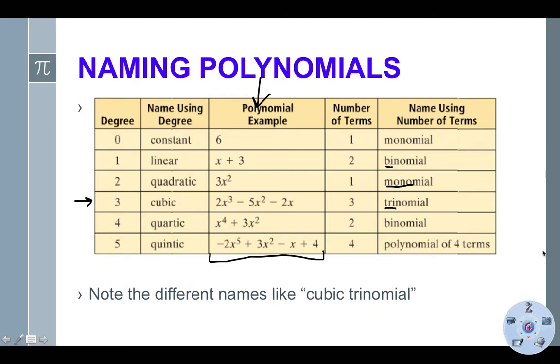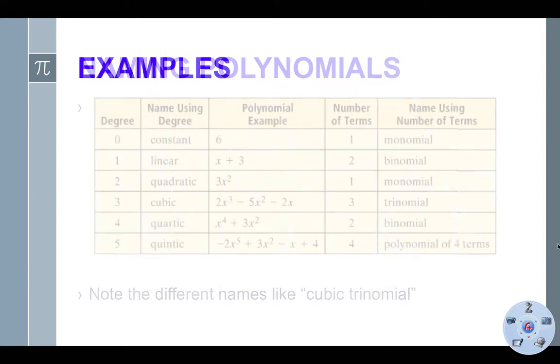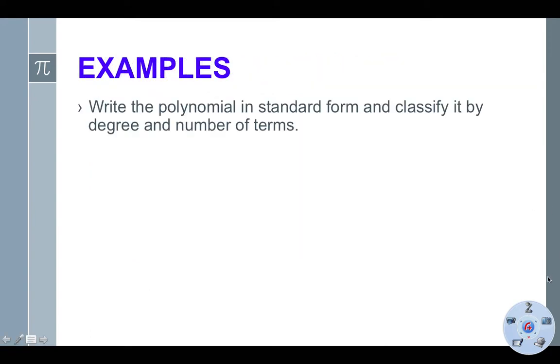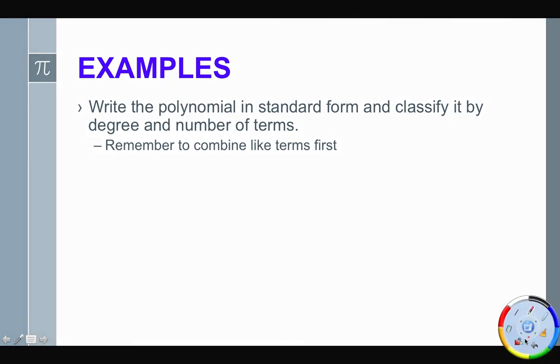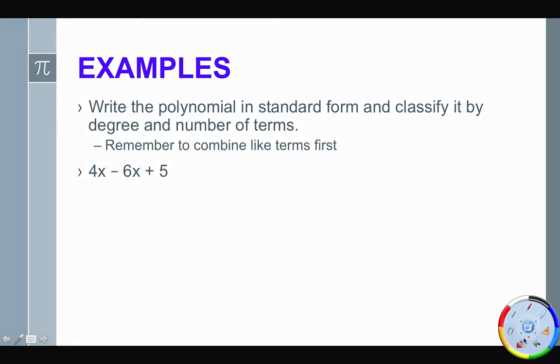All right, let's go ahead and look at a couple of examples, and I will set you loose. So here, what we want to do is write the polynomial in standard form, and then classify it by degree and the number of terms. And you must remember to combine like terms first. If you do not combine like terms, you are not going to get the correct answer.